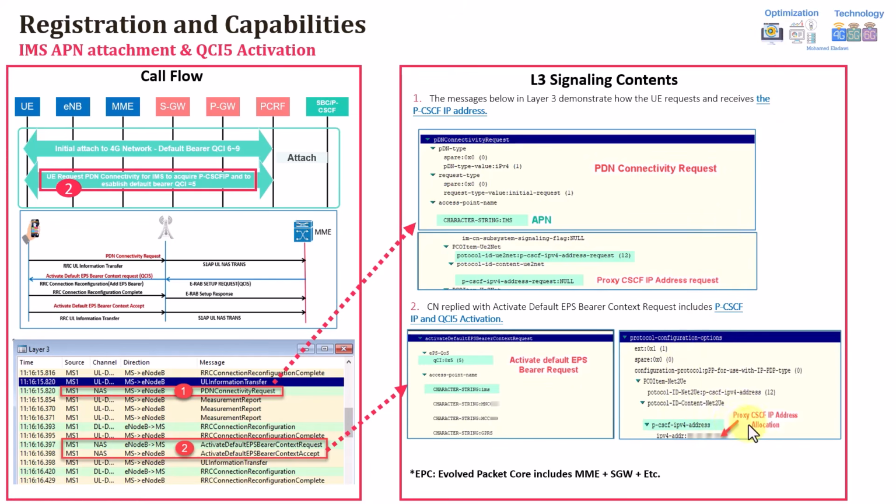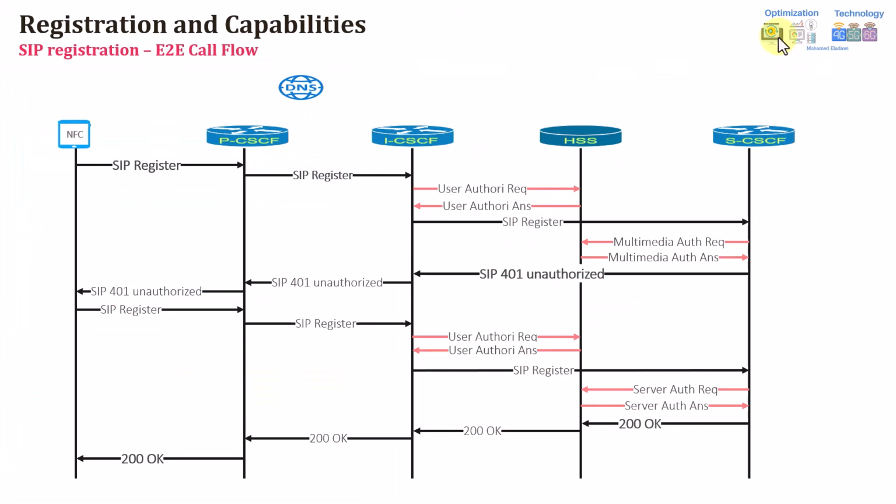So after that, the user will start doing the registration, which will be our next part. We'll discuss the end-to-end call flow for the registration, and also the signaling contents of the registration. So let's move forward. Once the user has got the P-CSCF IP address, he can start communicating with the network. The first on the left here is the user himself. This is the UE. So the user now needs to get SIP registered, or make the registration for the IMS.